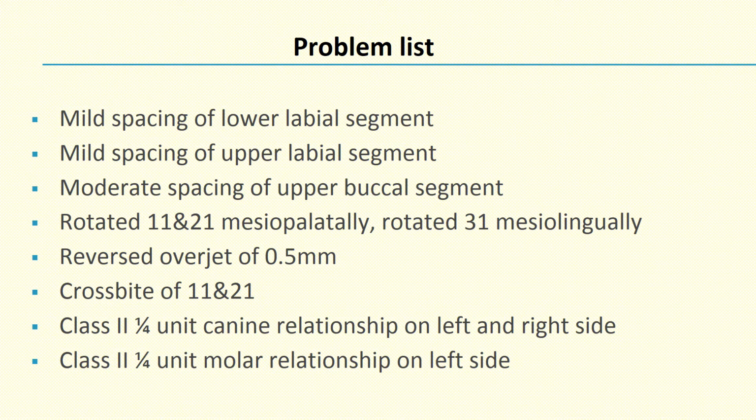So the problem list would be mild spacing of lower labial segment, mild spacing of upper labial segment, moderate spacing of upper buccal segment, rotated 1-1 and 2-1 mesiopalatally, and rotated 3-1 mesiolingually, reverse overjet of 0.5 mm, crossbite of 1-1 and 2-1, class 2 quarter unit canine relationship on the left and right side, as well as class 2 quarter unit molar relationship on the left side.